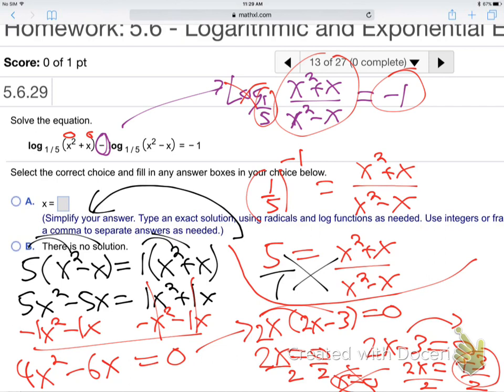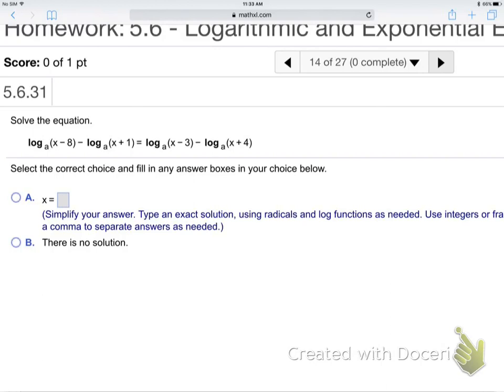Is that okay? Log equations. I better move on. It'll be on YouTube if that was a little bit fast. They're all a little different. 2 logs on this side. Let me show you a trick. Make it 1 log.